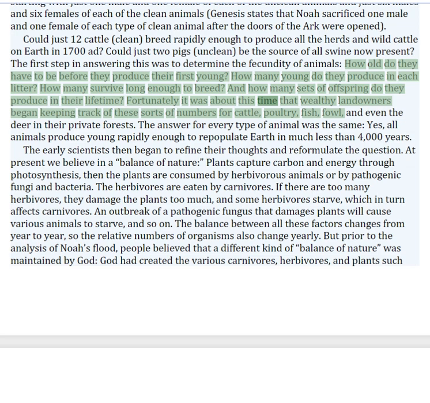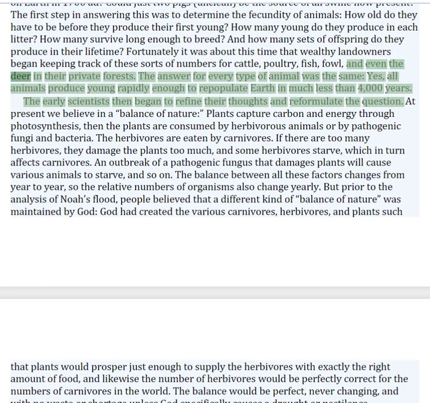Fortunately, it was about this time that wealthy landowners began keeping track of these sorts of numbers for cattle, poultry, fish, fowl, and even the deer in their private forests. The answer for every type of animal was the same: yes, all animals produce young rapidly enough to repopulate Earth in much less than 4,000 years. The early scientists then began to refine their thoughts and reformulate the question.